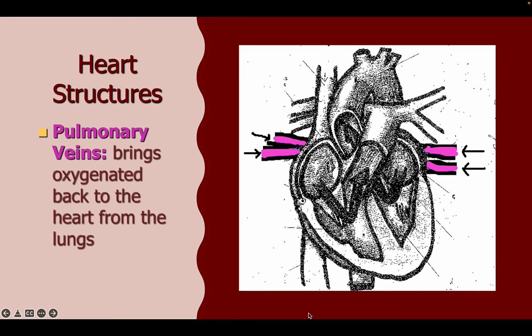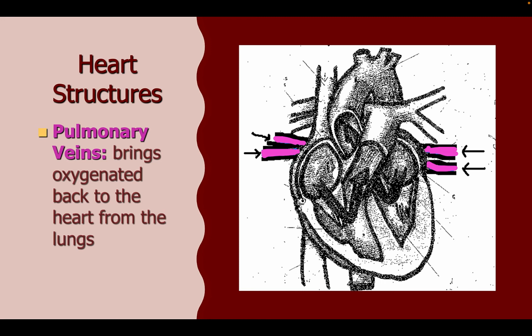All right, so we got supplied with oxygen at the lungs. Now what? That comes back to the heart. These are called veins. Any structures coming back to the heart are veins. So these are going to be bringing the oxygenated blood back from the lungs to the heart. These are the only oxygenated veins in the body. The only deoxygenated arteries in the body are the pulmonary arteries.